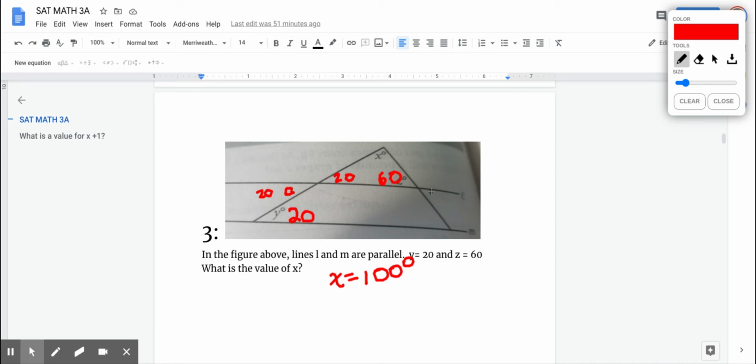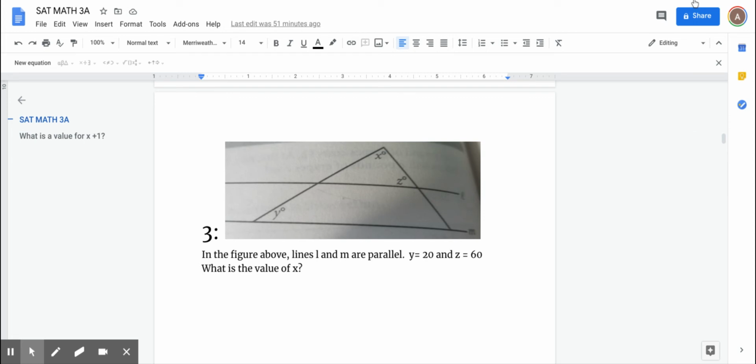So go over your angle measurements. Let me show you another one. Let's clear that out, and I'll give you another example on that.